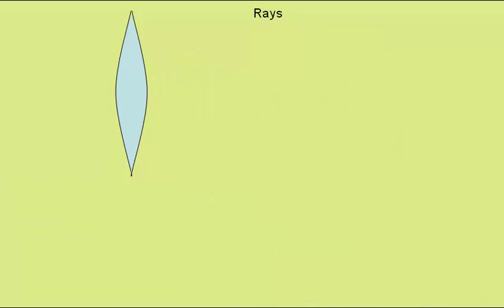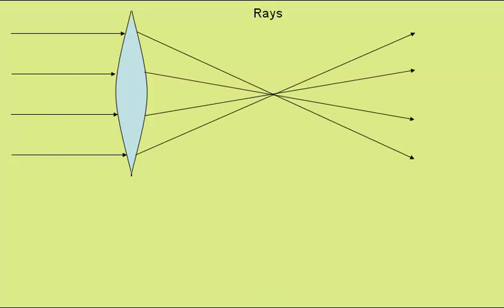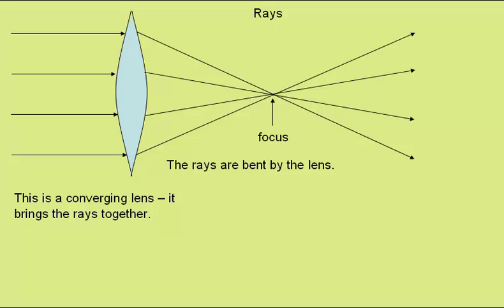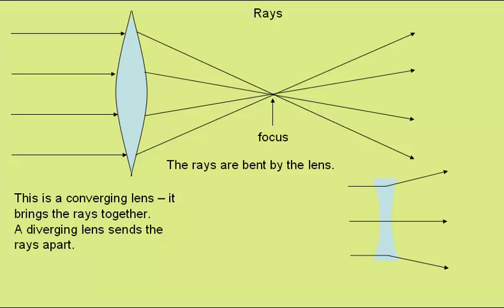I'll now consider the light travelling as rays. So rays of light enter the lens from the left and are brought together at the focus. The rays are bent or refracted by the lens. This is a converging lens, it brings the rays together, whereas a diverging lens sends the rays apart, something like this. You'll see the diverging lens is thinner at the middle than at the ends.